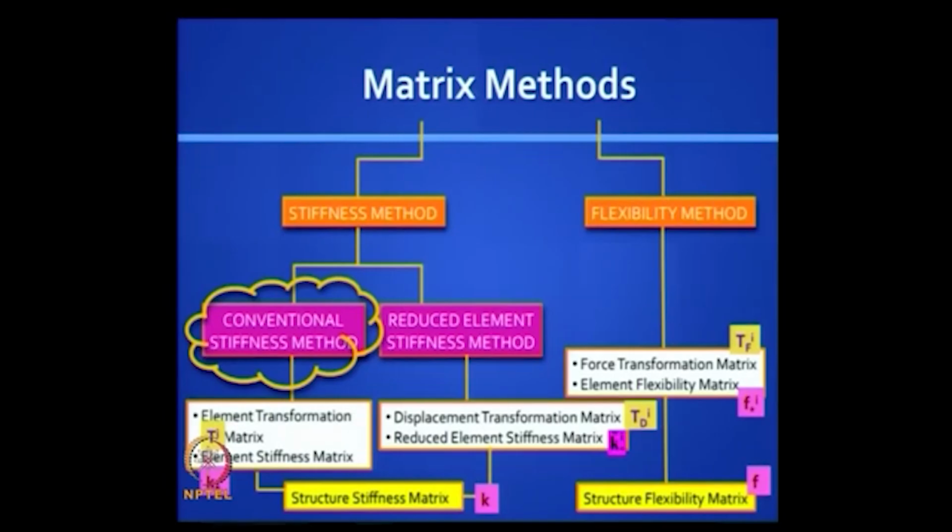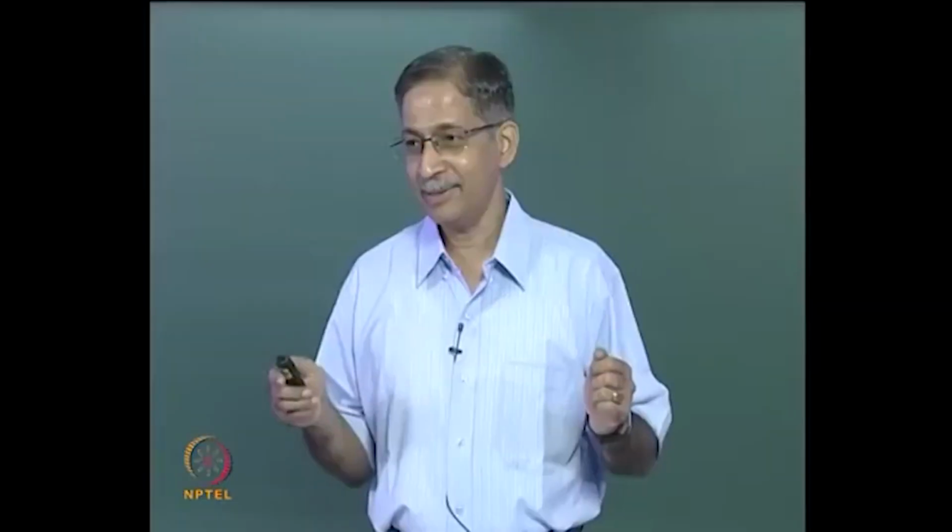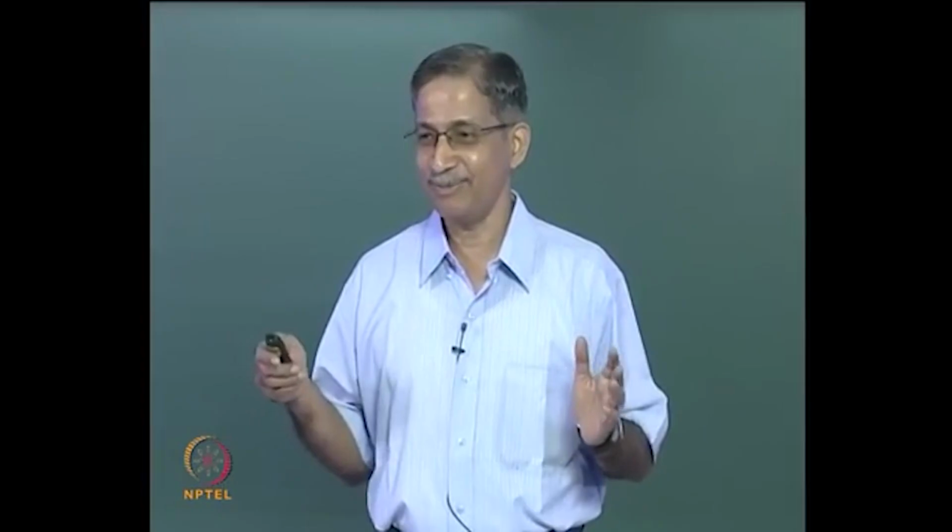As in earlier cases, we have 3 methods: the conventional stiffness method, the reduced element stiffness method and the flexibility method. We will begin with the conventional stiffness method. It becomes easier now because you already have a taste of this. We saw how it was applied to trusses, but now with higher order elements you will find the work is a little more, because the element stiffness matrix itself becomes larger. Imagine a space frame element. It's a 12 by 12 element stiffness matrix. So we will keep that till the end, but we will move slowly.